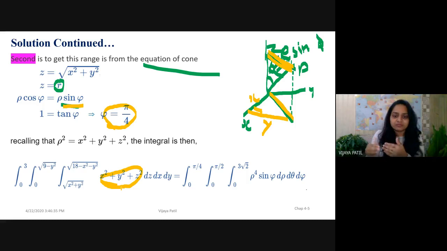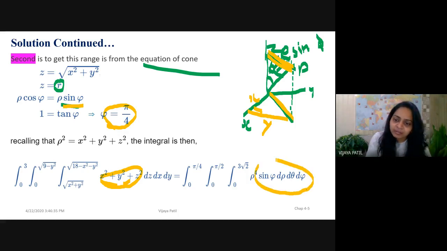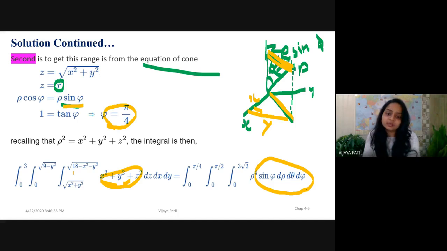It is a variable. So this is one rho square from this here, and another rho square is from the volume element of this, that is convergent. Again, dx dy dz is equal to rho square sine phi d phi d theta d rho. So this is what is known as a volume element. So this is what we have got: 0 to pi by 4, 0 to pi by 2, and 0 to 3 square root of 2. So we have done the conversion from Cartesian to spherical polar.